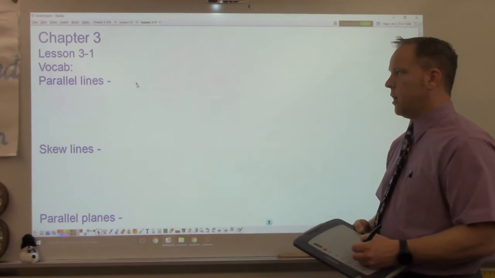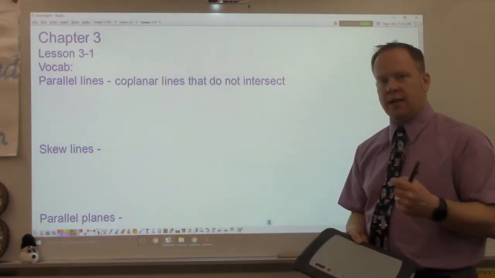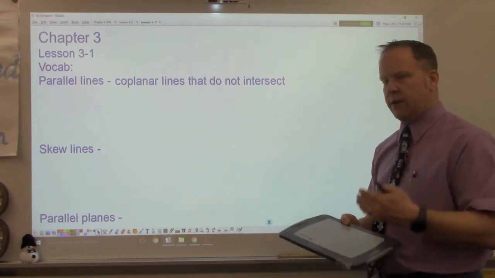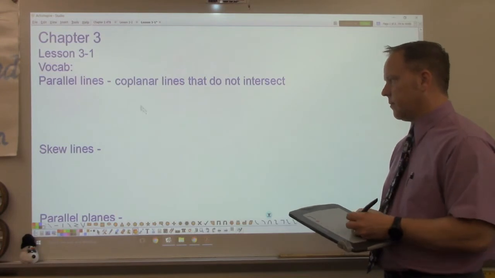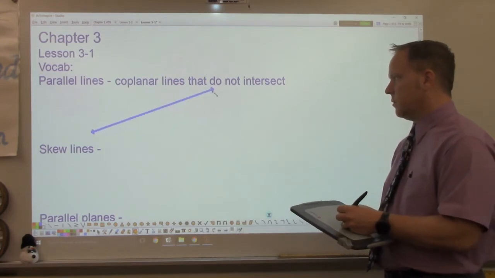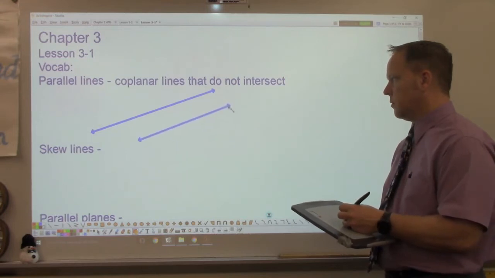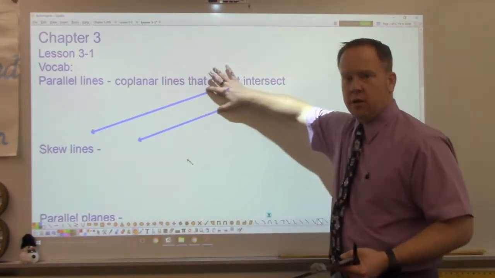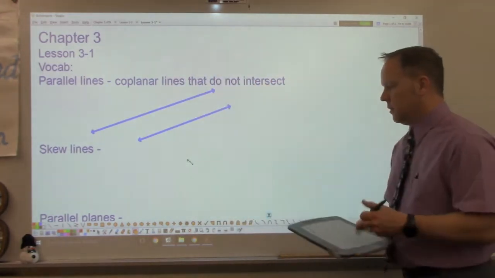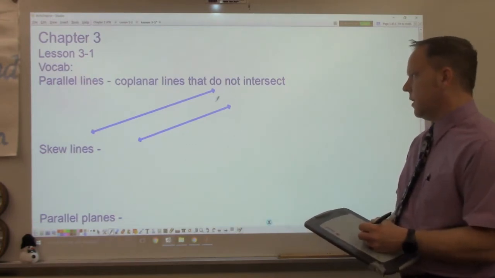For example, parallel lines. I'm sure you've heard of those before. Those are coplanar lines that do not intersect. No matter how far they stretch, they will never intersect, they will never cross each other. A quick sketch. Here I have two lines that I attempted to draw to the best of my ability as parallel. I'm going to name them line L and line M.